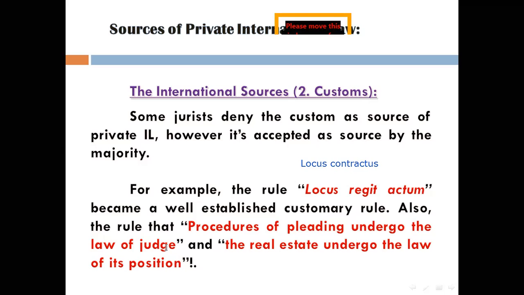The court shall work according to the Egyptian law, simply because there is a rule which says that the procedures of the pleading shall undergo the law of the judge. Since the judge is an Egyptian one, then the judge will work according to the Egyptian procedures of the pleading.